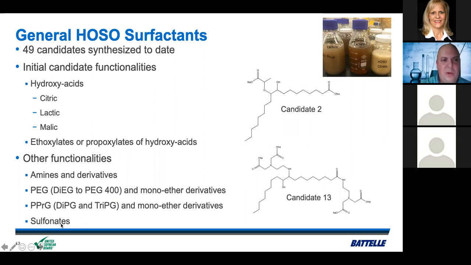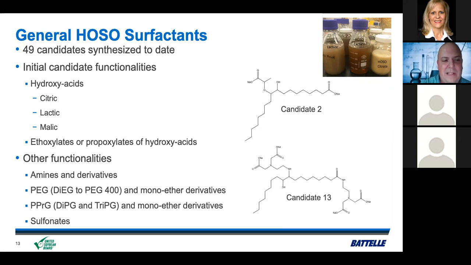So in general, we produced 49 candidates synthesized from high oleic soybean oil, 55 total, so 6 were from commodity soy. Our initial candidates we were focusing on were based on hydroxy acids, so citric, lactic, and malic acids. And really what we were doing is reacting with the ethyl citrate or ethyl lactate. So you react with the hydroxyl and then you sulfonate at the end. But we also looked at some ethoxylates and propoxylates of those materials. And the reason there is you can increase your reactivity of the hydroxyl, which changes and speeds up your reactions and reaction times and temperatures.